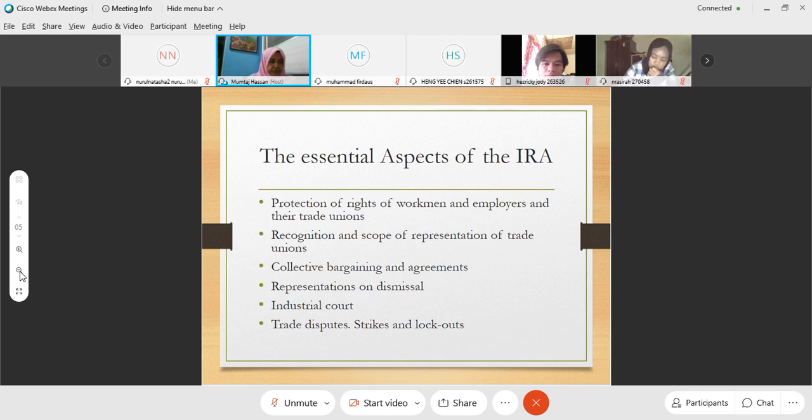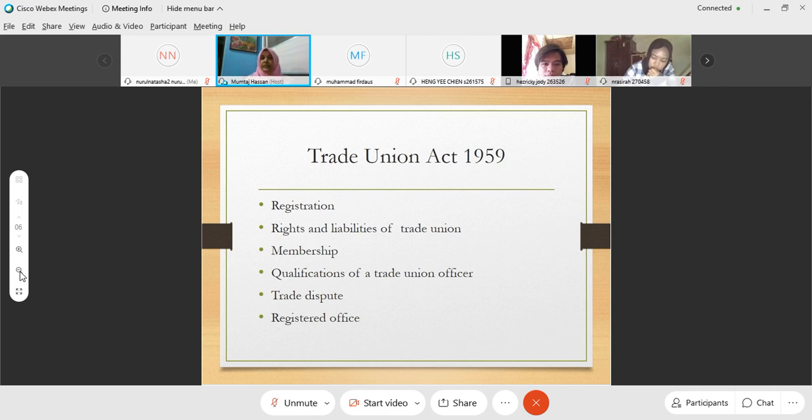Then trade union. The Trade Union Act is Akta Kesatuan Sekerja. In this topic, we will know how to register a trade union, the rights and liabilities of a trade union, and membership. Membership means siapa boleh jadi ahli. Also the qualification of a trade union officer, kelayakan, trade disputes, and the registered office.